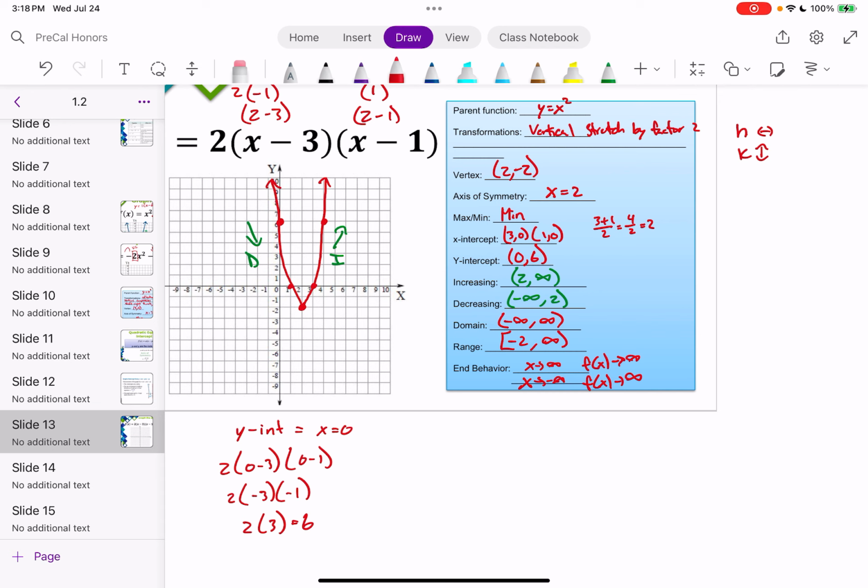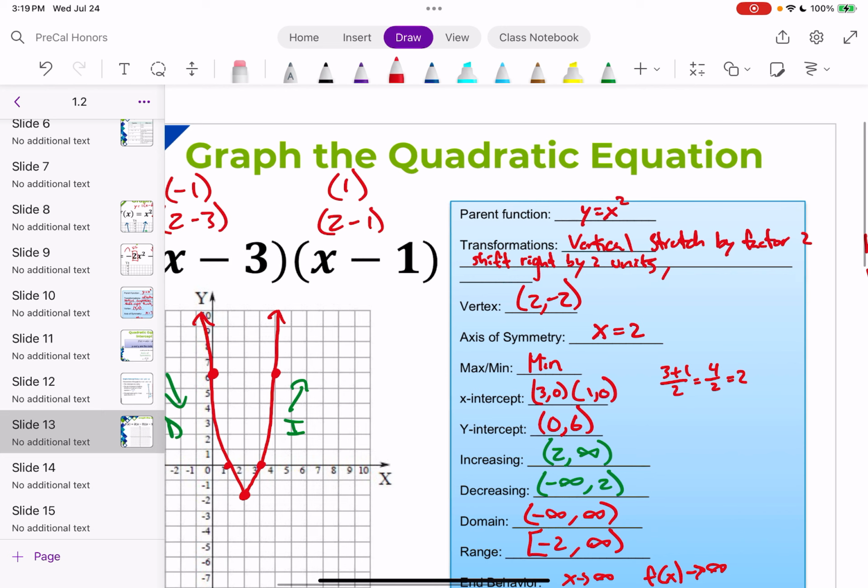In this case, there will be a shift right by 2 units and shift down by 2 units.